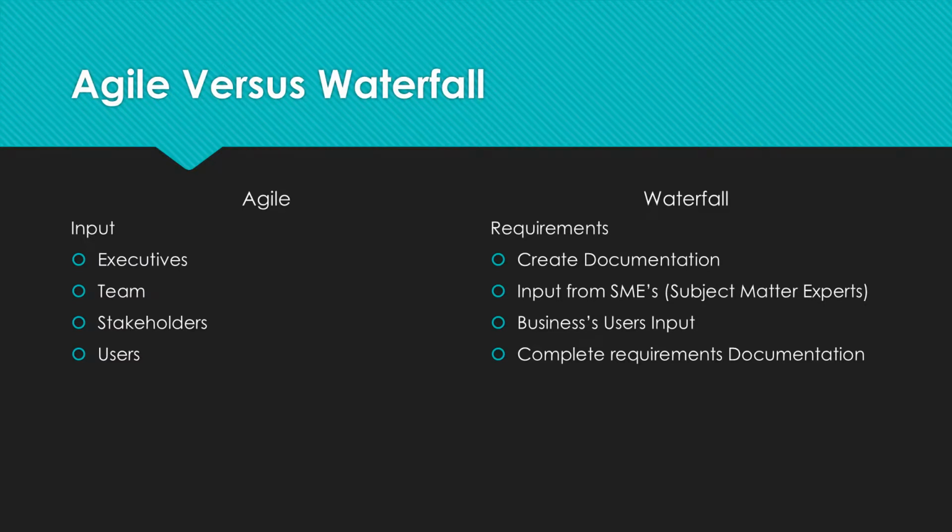The first phase in Agile is the input. The input comes from executives, from the team, from stakeholders, and from users. The first phase of Waterfall is the requirements phase, where you create documentation, you get input from SMEs, subject matter experts, business user input, and you complete the requirements documentation. The primary process within the Waterfall design process of project management is creating documentation.